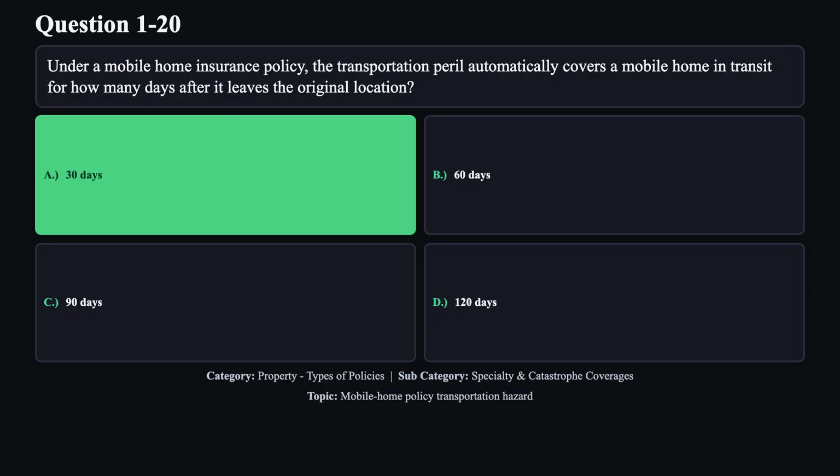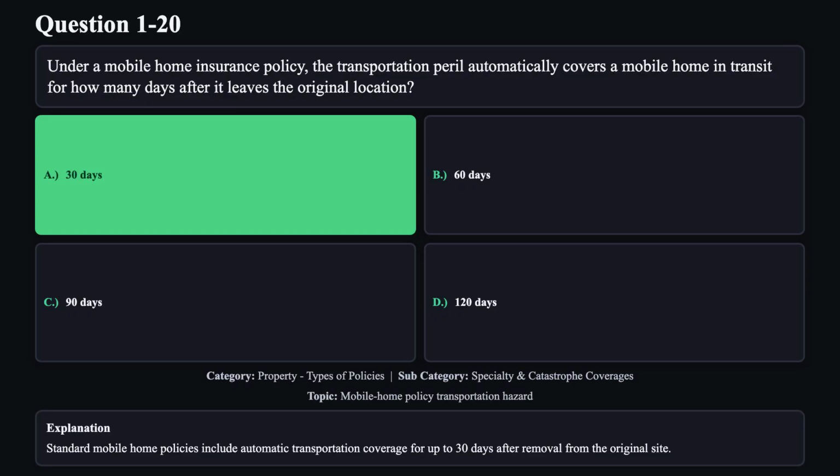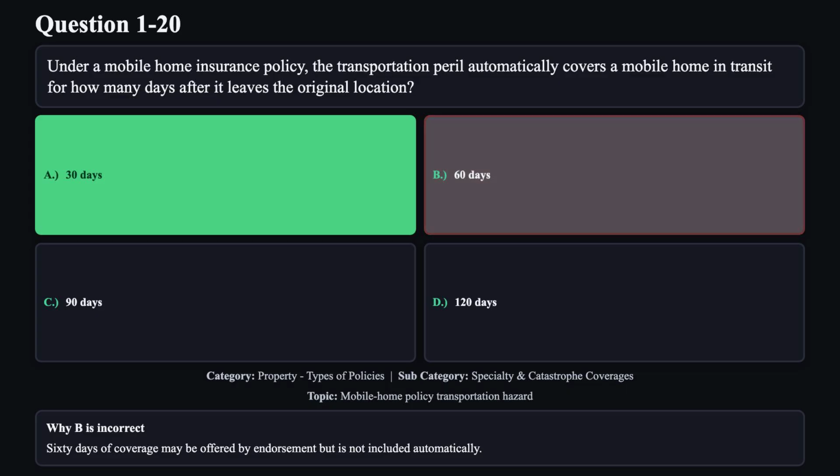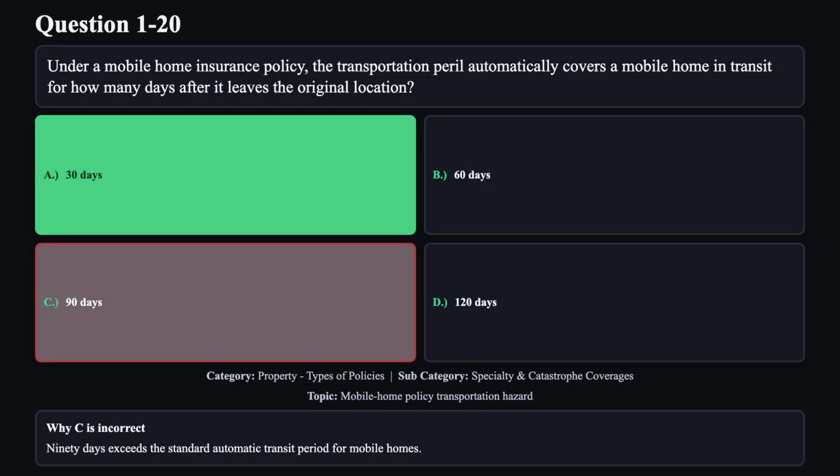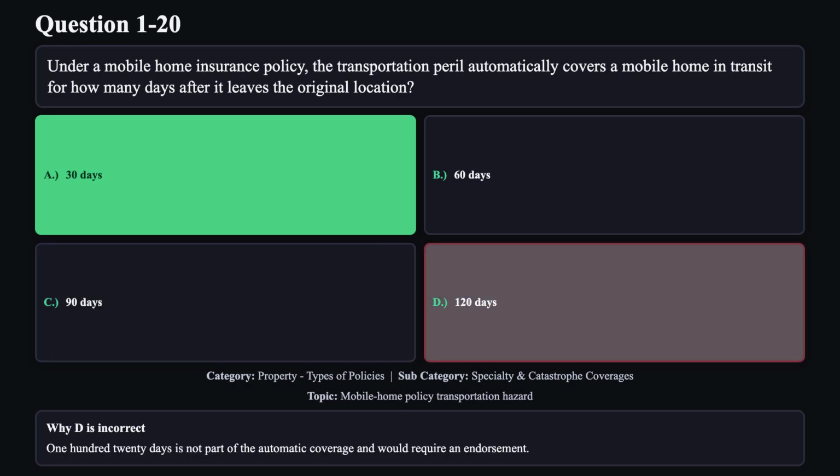The correct answer is A. Standard mobile home policies include automatic transportation coverage for up to 30 days after removal from the original site. Reason B is not correct. 60 days of coverage may be offered by endorsement but is not included automatically. Reason C is not correct. 90 days exceeds the standard automatic transit period for mobile homes. Reason D is not correct. 120 days is not part of the automatic coverage and would require an endorsement.